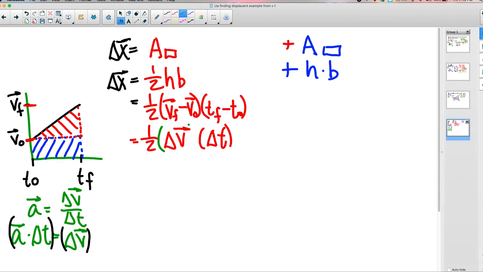Now, do you remember earlier we said down here that the change in velocity is equal to acceleration times time? Well, doesn't that mean that we could fill in acceleration times time here for the change in velocity? Let's do that at this time. So we've got one half. Instead of change in velocity, we're going to use acceleration times change in time.